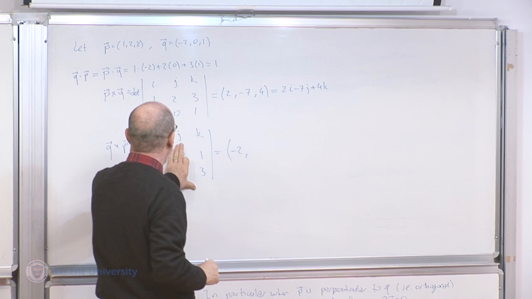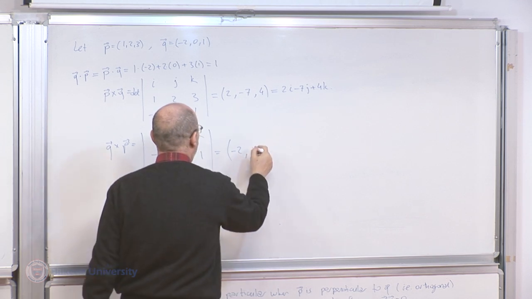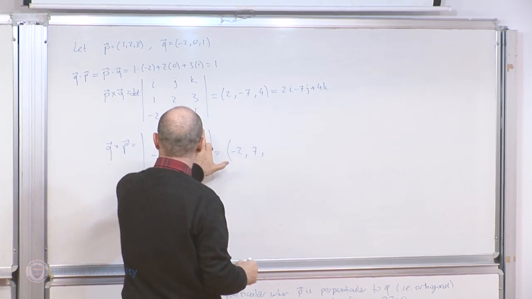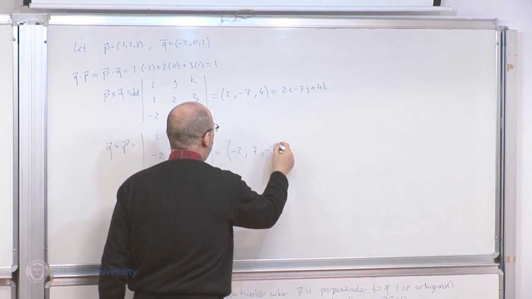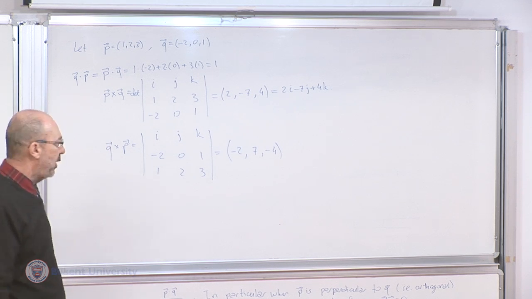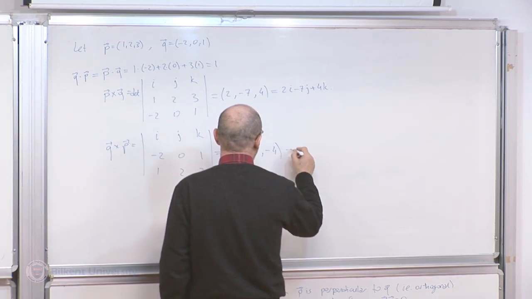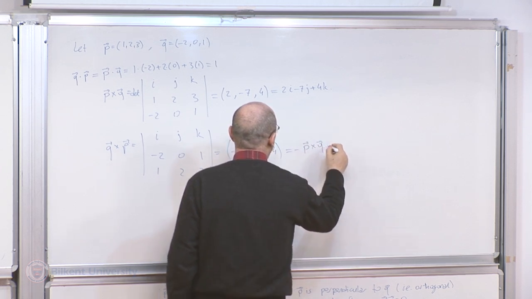The second one, I take minus this one. So minus 6, minus 1, minus 7, plus 7. And the last one is this thing, minus 4. So the numbers turned out to be correct as we were expecting. Notice that this is now minus P cross Q.